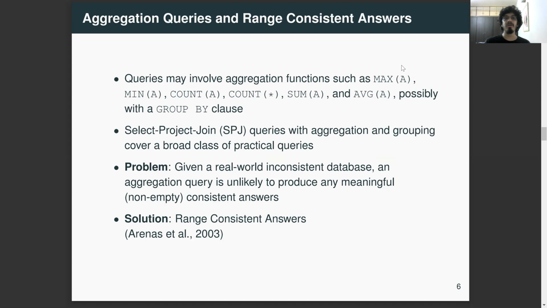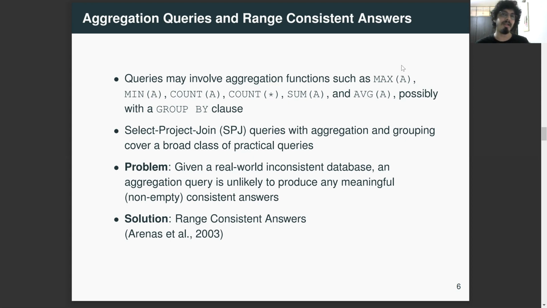Now, in the real world, queries often involve aggregation functions such as max, min, count, sum, and average. And they may even have group by clauses where you intend to apply the aggregation functions on groups of tuples and not the entire table, let's say. So in fact, select project join queries or SPJ types of queries involving aggregation and grouping actually cover a very broad class of practical queries.